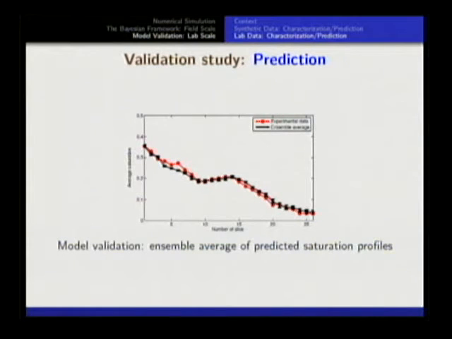And then we predict at the end of the experiment. This is the prediction. Again, except for this bumpy area, I think the agreement is pretty nice. So this is what we understand for a quantitative model validation for the injection of CO2.